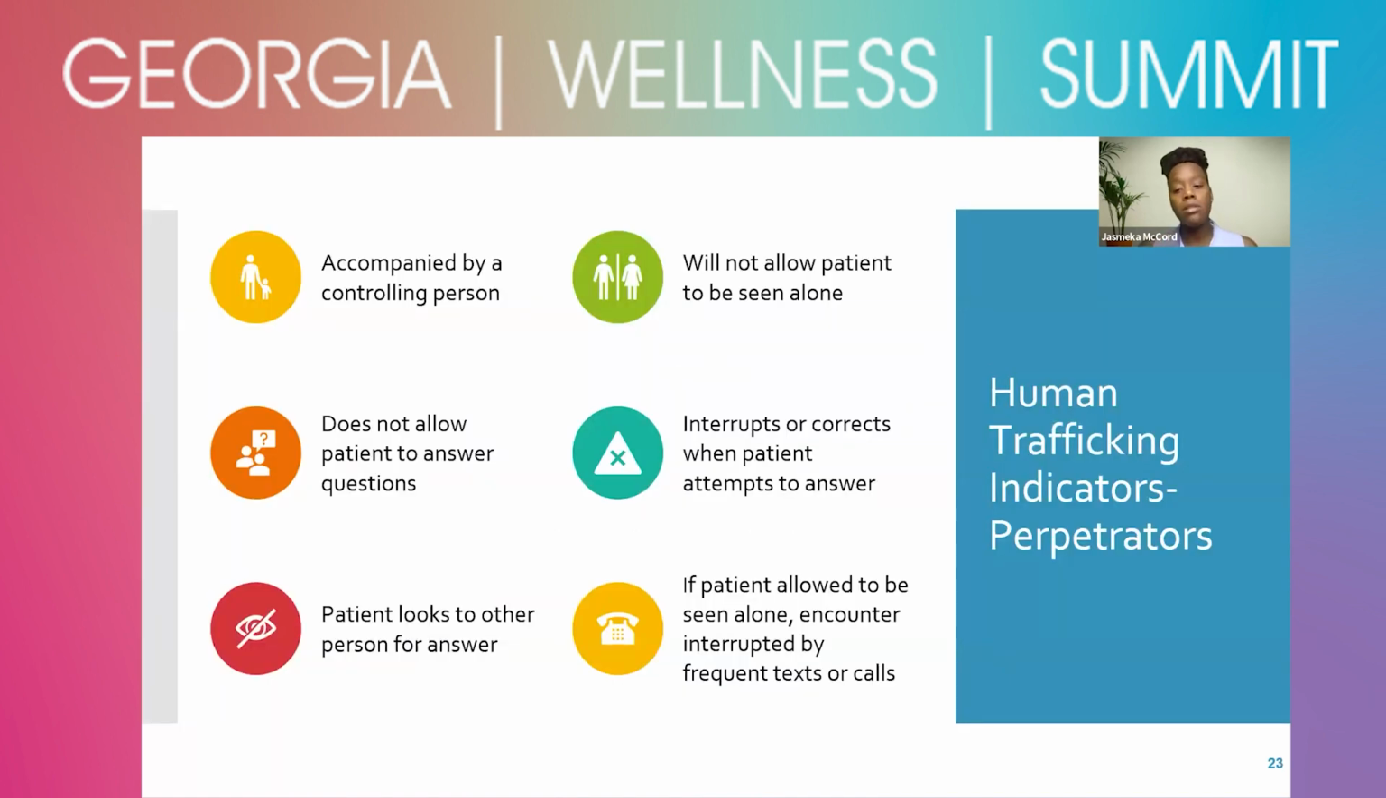Now, we want to talk about some human trafficking indicators for perpetrators and for victims. What you might see if a trafficker comes into a healthcare setting. Now, a victim may be accompanied by a controlling person. They may not want them to do certain things or say certain things. They may not allow the patient to be seen alone. This is especially important in pediatrics.